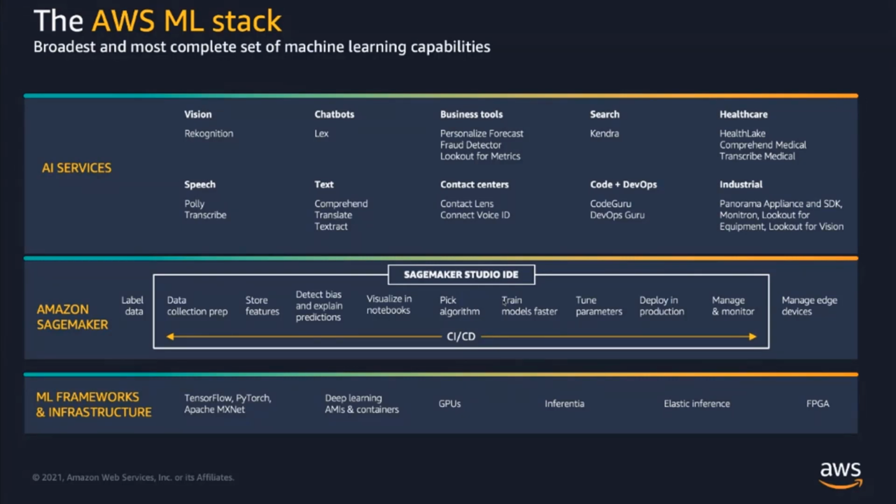The bottom layer is what we call ML frameworks and infrastructure. There we have different deep learning frameworks like TensorFlow, PyTorch, and MXNet. We have customized versions of those which are fully integrated within Amazon Machine Images called Deep Learning AMIs, as well as Deep Learning Containers, so that do-it-yourself customers who want to get started with machine learning can use those AMIs and containers to get started on their machine learning journey.